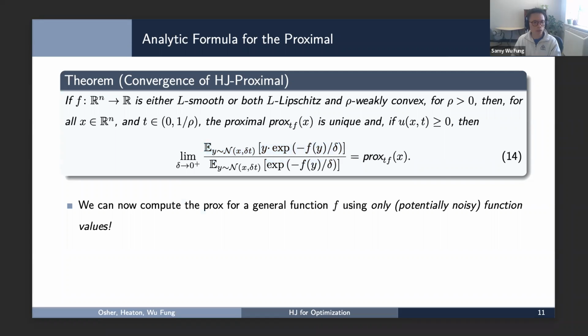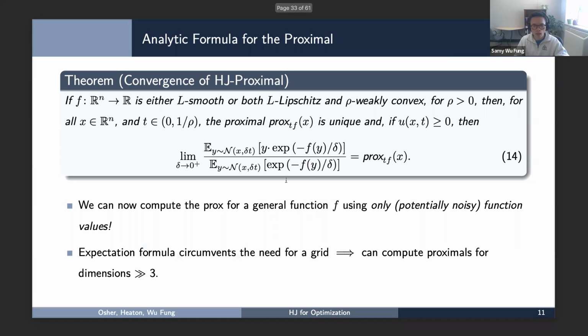So here's a couple of remarks or takeaways. Now we can compute a proximal for general functions f. In fact, note that all we need is function evaluations, and these function evaluations might even be noisy. So this whole approximation of a proximal is done in a completely derivative-free manner as well. And one final comment on this slide is that because we have an expectation over Gaussians, it's fairly straightforward to sample, and so there's no need for a grid. We can compute these proximals without having to solve Hamilton-Jacobi PDEs over a grid anymore.